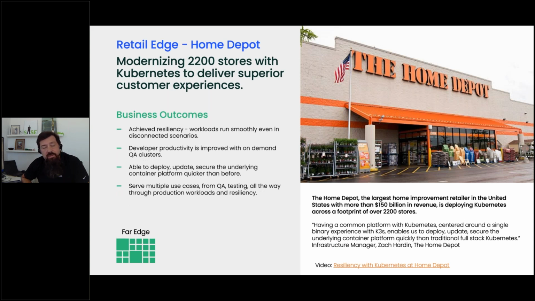Another one, and we talked about that classic retail edge use case. How do I manage my cash registers? And Home Depot is another one of our customers where we've been working with them for a number of years now on helping them manage their edge environments.